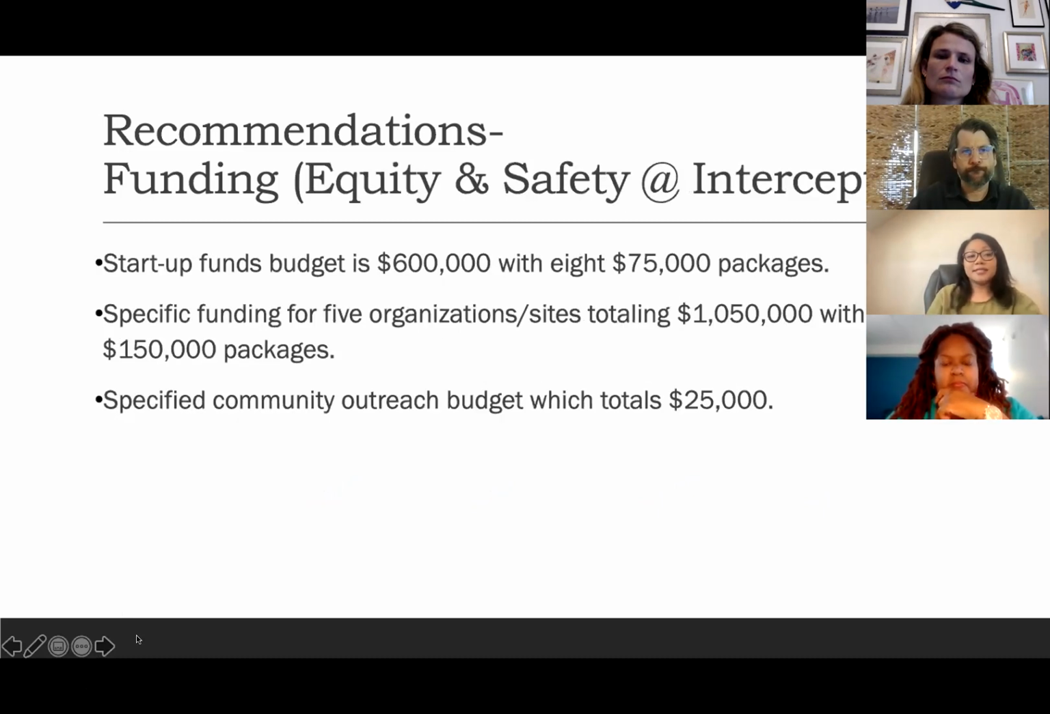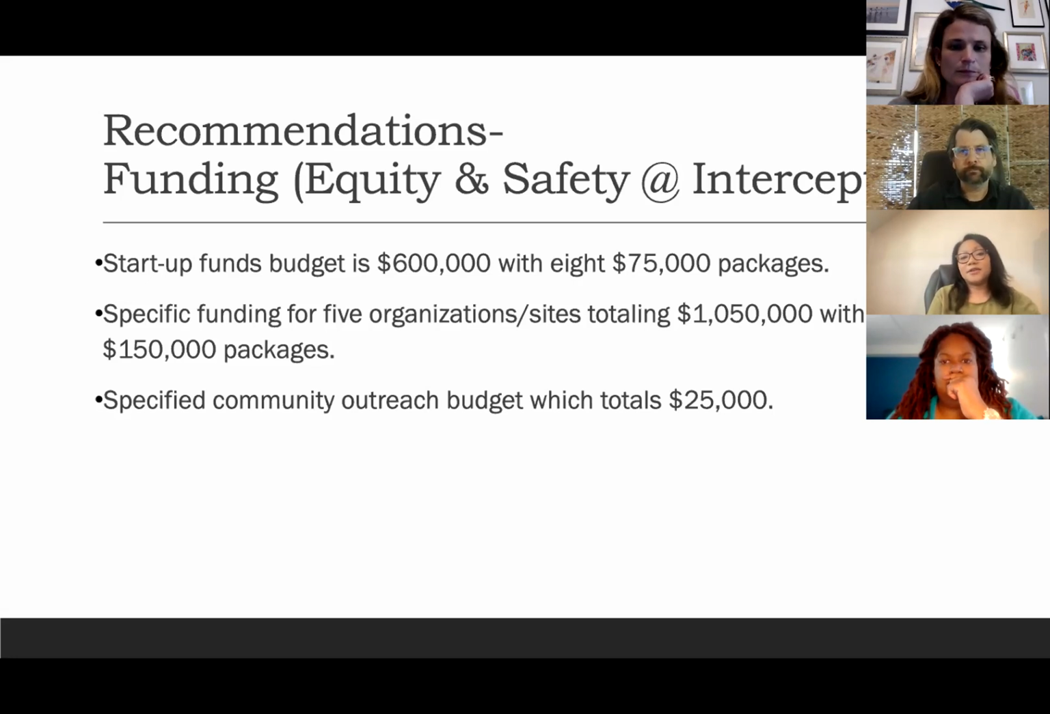There will be crisis-specific startup funds for community providers that have a relationship or participate in dispatch infrastructure with mobile crisis hubs and want to provide crisis services, including the new Medicaid benefit. A particular focus will be placed on Black, BIPOC, and peer-led providers. The startup funds budget is $600,000 with 8 $75,000 packages.